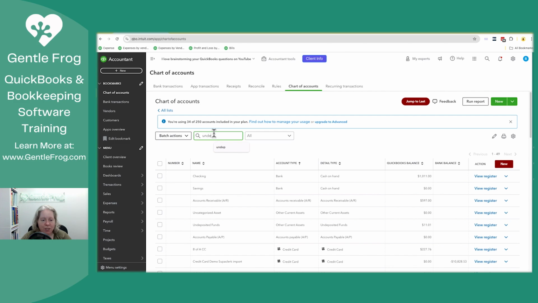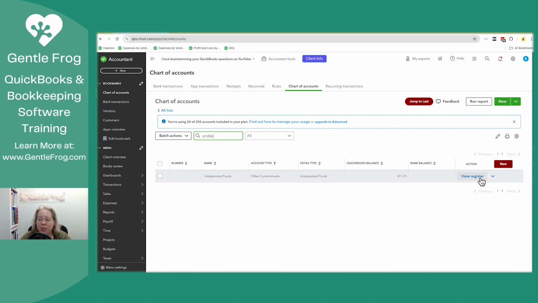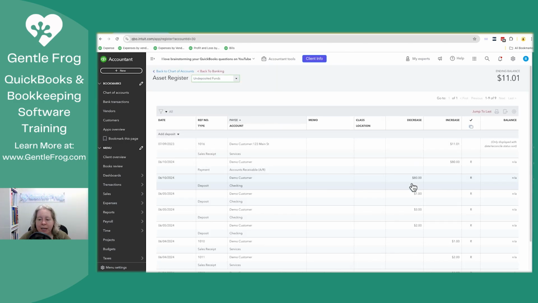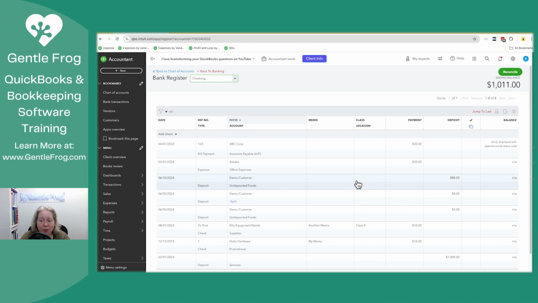So if you were to go to your undeposited funds register, you're going to see $80 went into undeposited funds and $80 came out of undeposited funds. Even if you don't fully understand everything that I've just explained to you, the takeaway is this is normal and expected behavior, and it's okay.